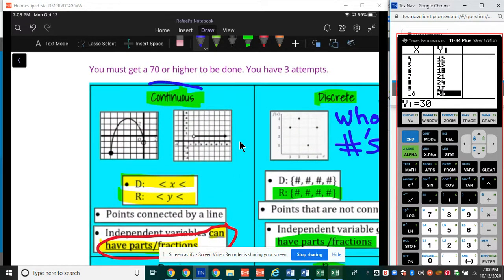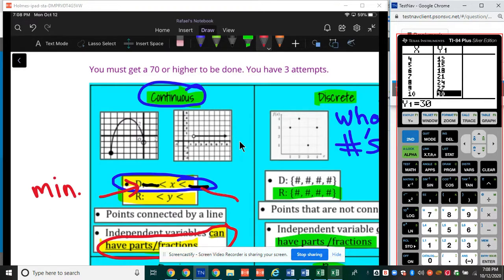Okay, continuous. And that's going to look like this. It's going to have the X in the middle with inequalities. And you're going to have your lowest number on the left and your highest number on the right. So you could call that your minimum number, and then over here, that would be your maximum number.